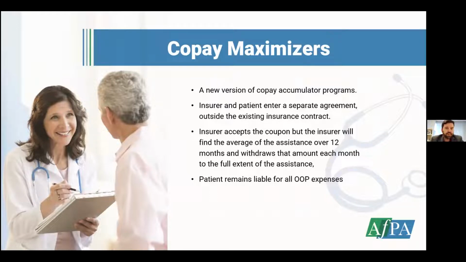These programs are where the insurer and the patient will enter into a separate agreement, and the insurer will accept the coupon or the assistance on behalf of the patient, but the insurer will find the average of that assistance over the 12-month period and then take that out so that they average it out month to month, and that is what the patient will pay. In copay accumulator programs, there are times where the entirety of the copay assistance may not be utilized. With copay maximizers, it will always be utilized. They will take however much assistance is available to the patients, find out how they can average that out throughout the 12-month year, and then that will become the copay for the patient.